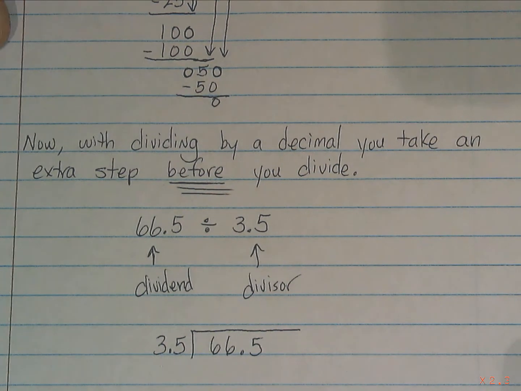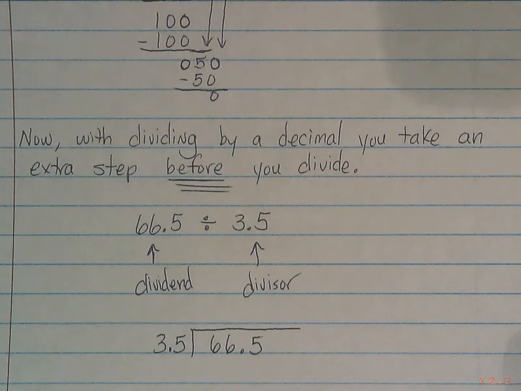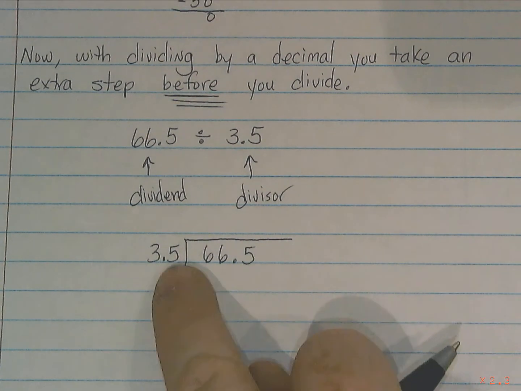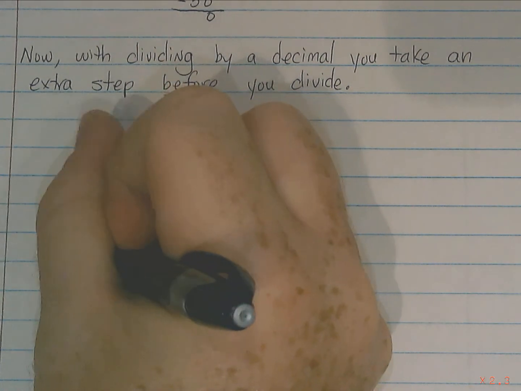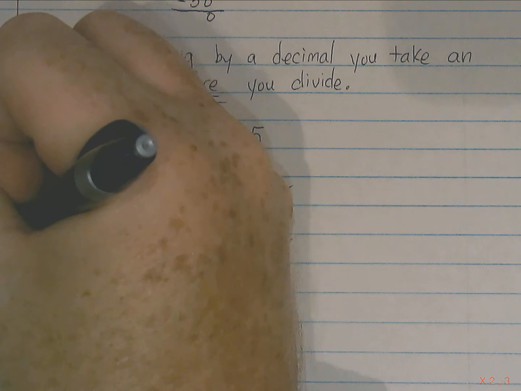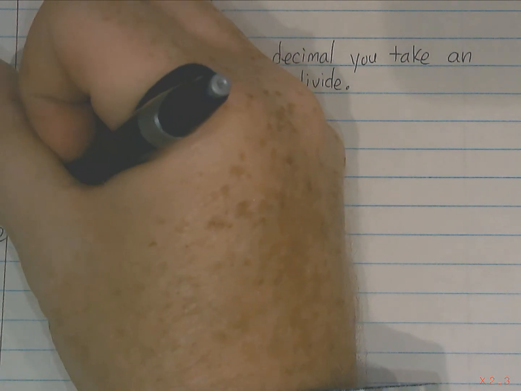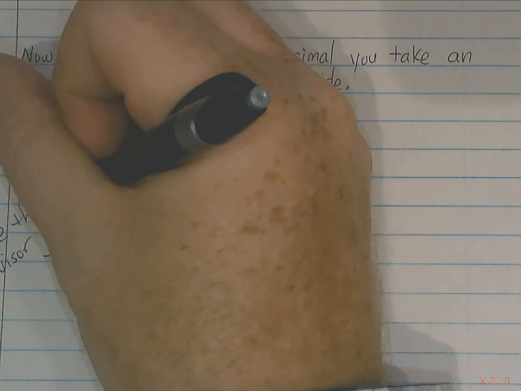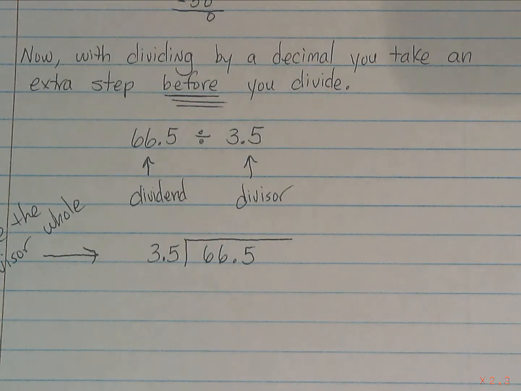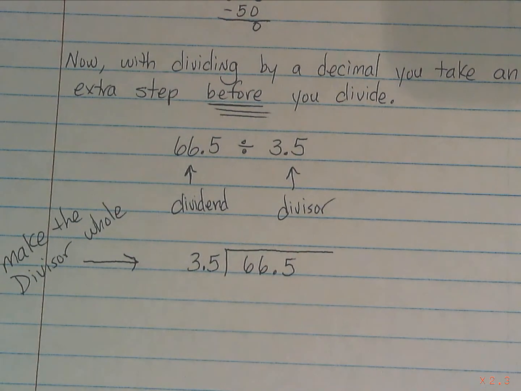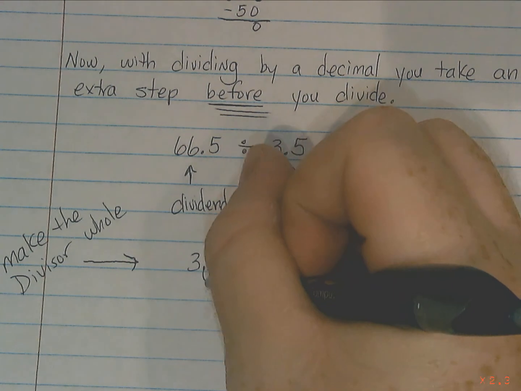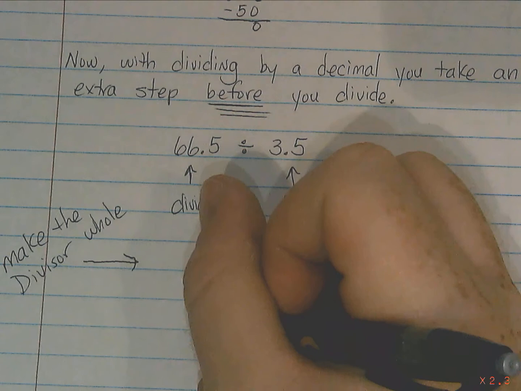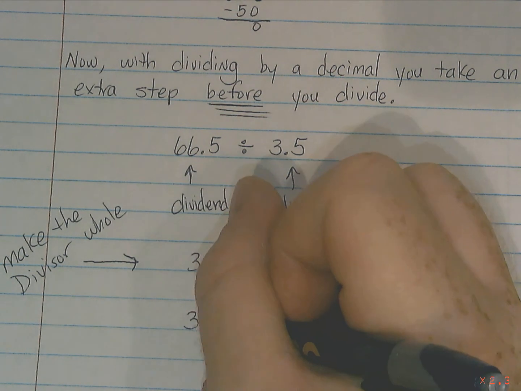Now again, we want to take that extra step. The extra step with dividing decimal by decimal is making the divisor whole. That's the step. Make the divisor whole. The only way to make it whole is to move that decimal to the right 1 place. When you move it to the right 1 place, you make it a 35. Instead of 3.5, it's now 35.